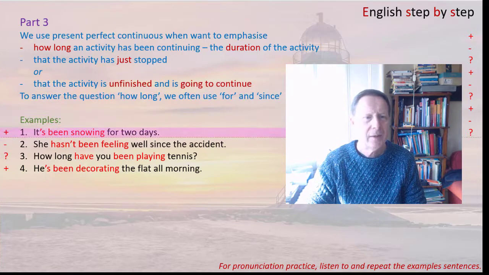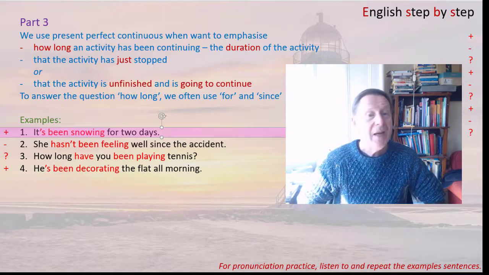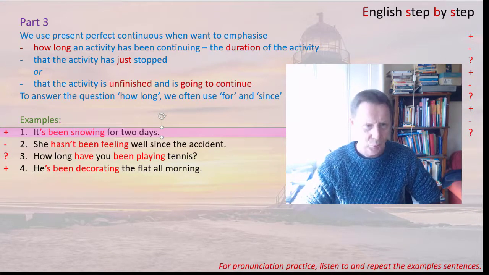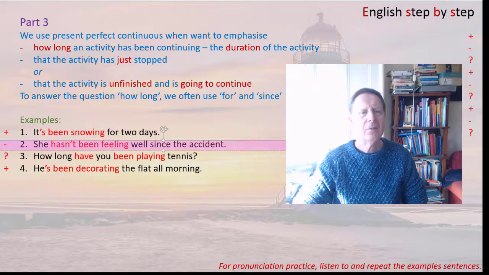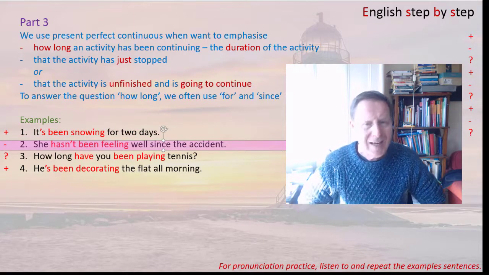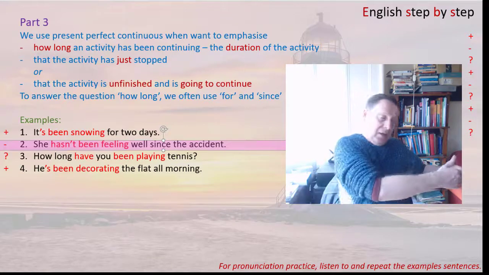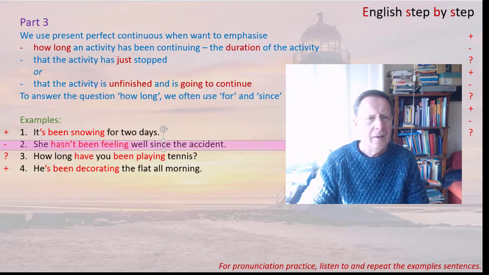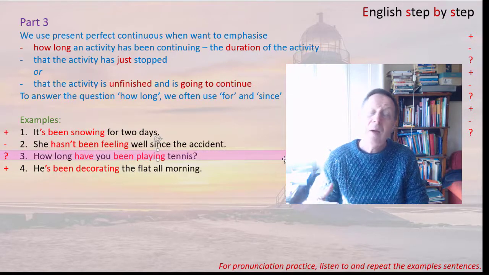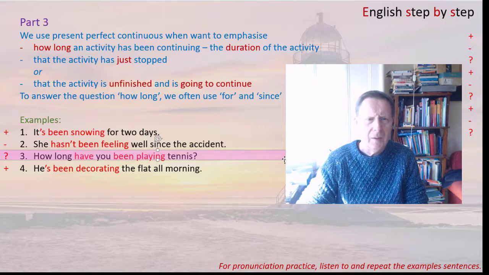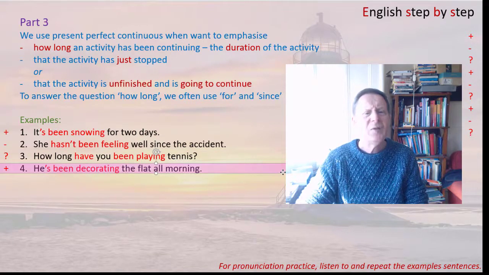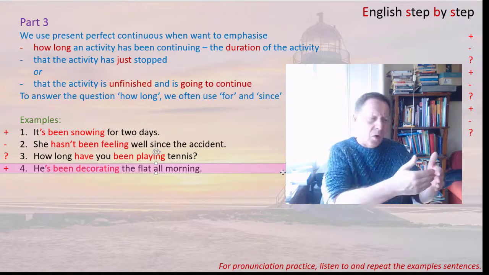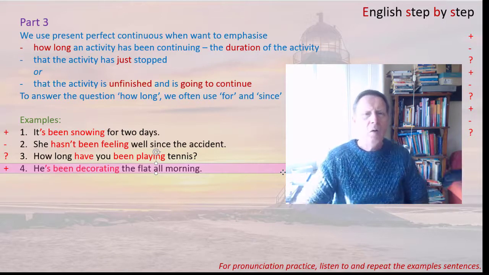Let's look at some examples here. Example 1 is positive. It's been snowing for 2 days. How long? 2 days. The next example is negative. He hasn't been feeling well since the accident. And that means the continuing period since that time when he had the accident. Number 3 is a question. How long have you been playing tennis? Number 4. He's been decorating the flat all morning. So there, the emphasis is on the period of time. All morning.